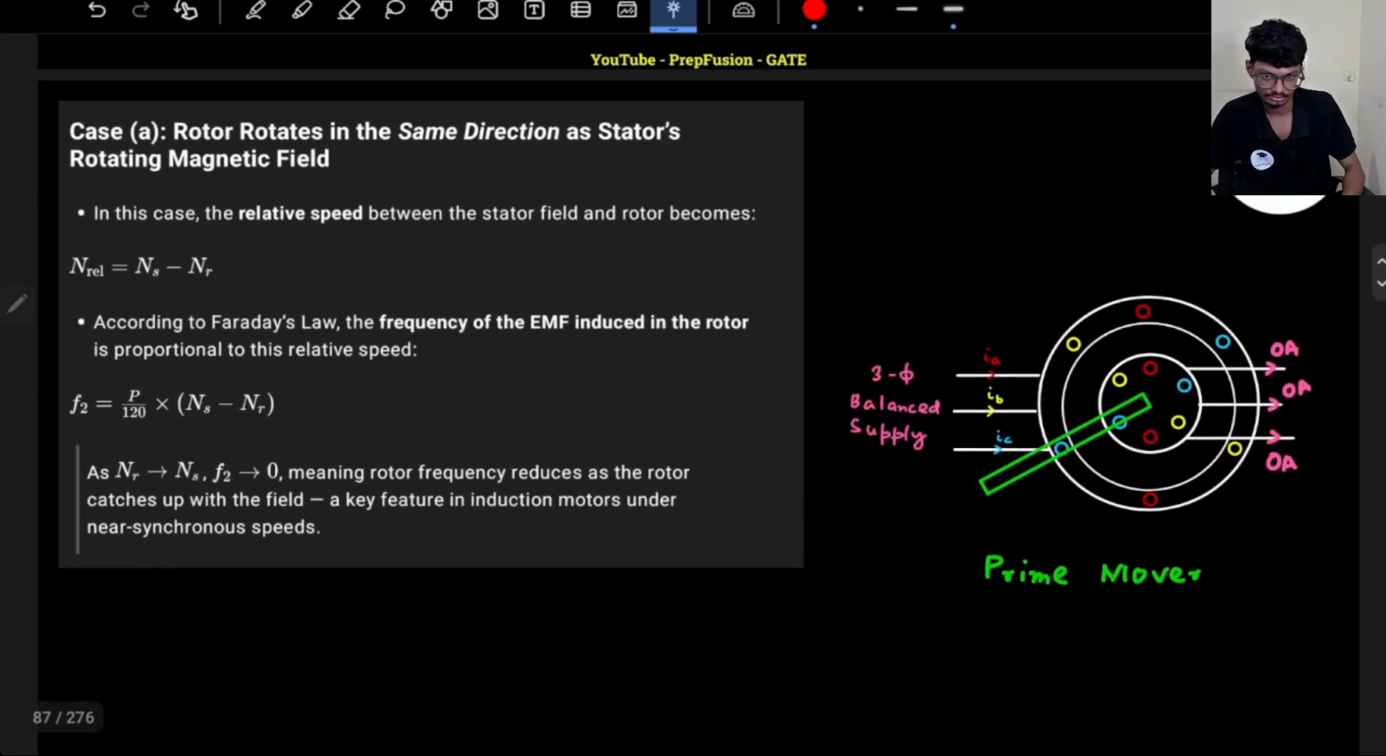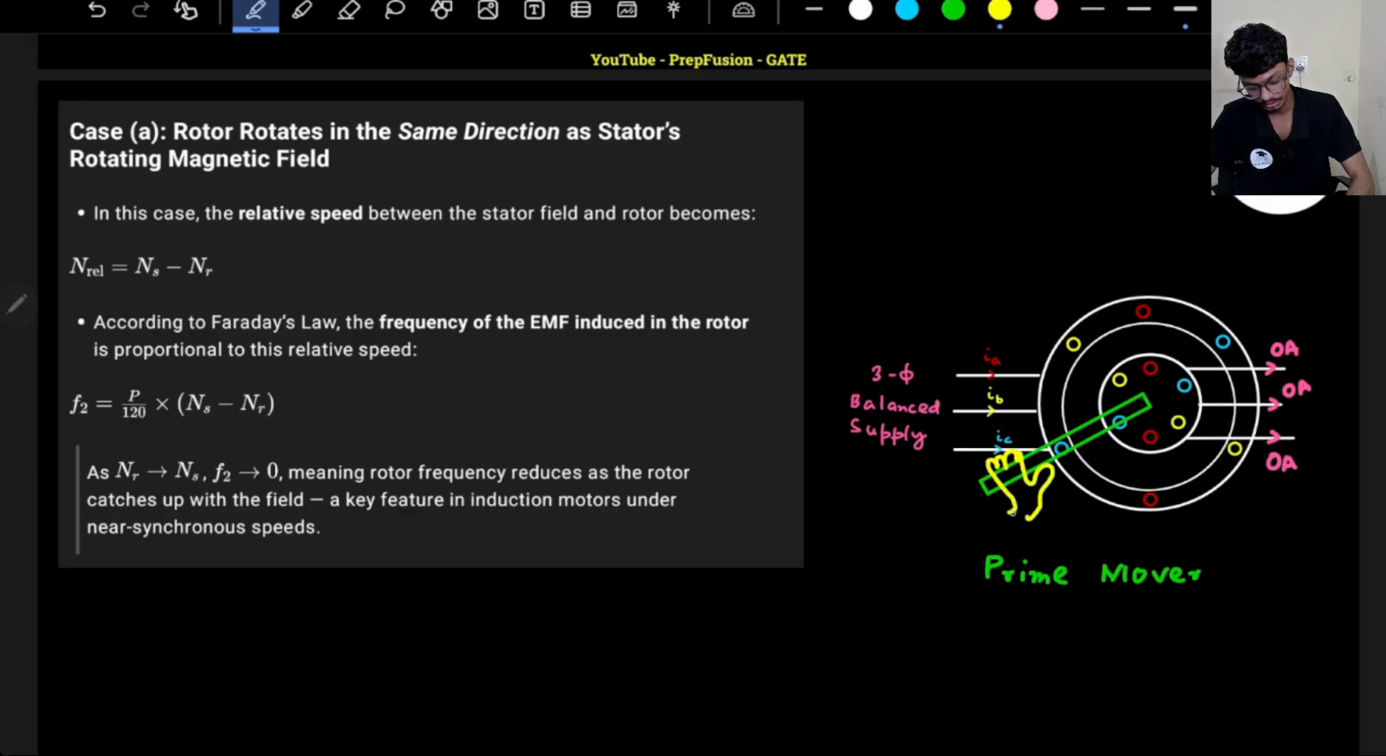So there are a few cases. So this is the first case. And what is the first case? In the first case, I say the rotor rotates in the same direction as the stator's rotating magnetic field. First of all, keep this in mind that the rotor windings are open circuited, and I myself am rotating it with my own hands.